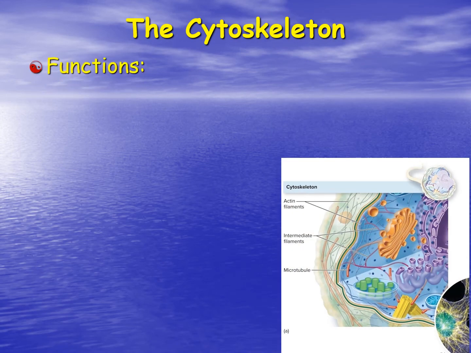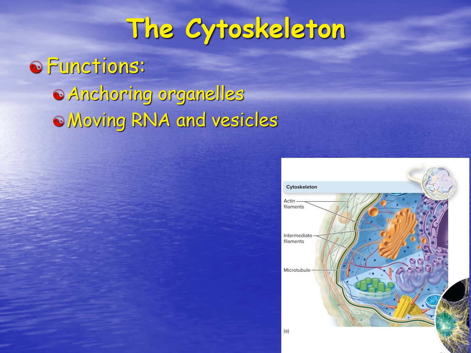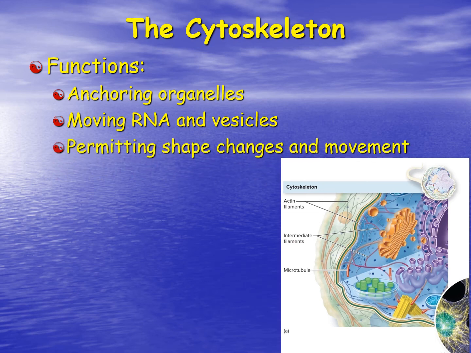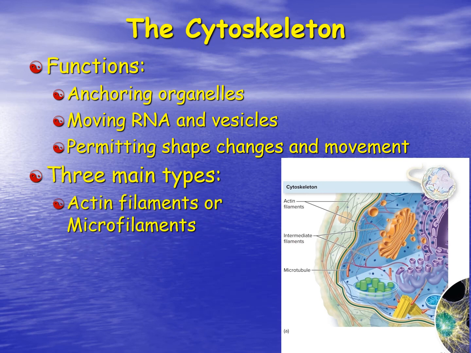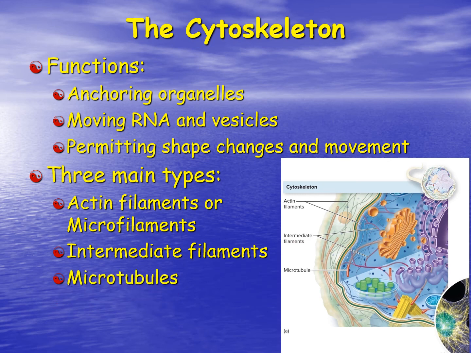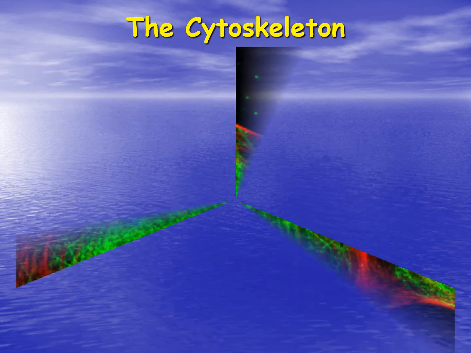The cytoskeleton is going to function in anchoring organelles within the cytoplasm, moving RNA and vesicles throughout the cytoplasm, permitting shape changes and movement of the cytoplasm. And there are three main types of protein that make up the cytoskeleton. Actin filaments, or what we refer to as the microfilaments, which are the thin, small filaments; intermediate filaments; and microtubules, which are made up of a larger protein and so are actually the largest of all of these filaments.